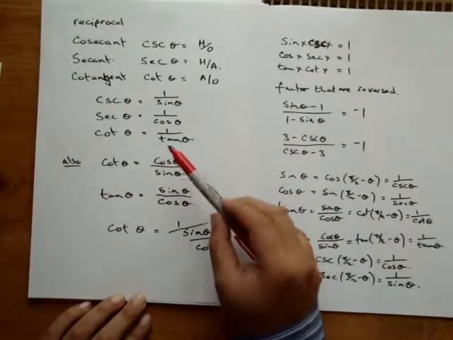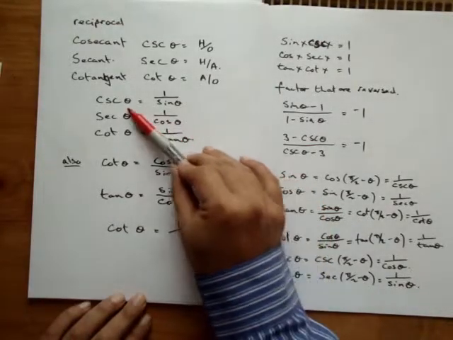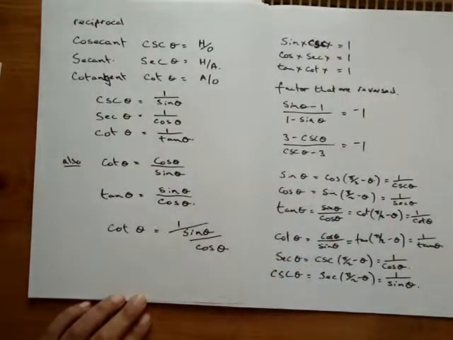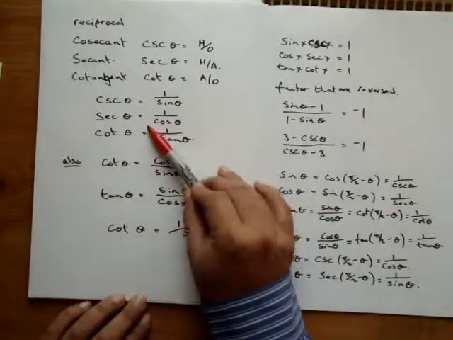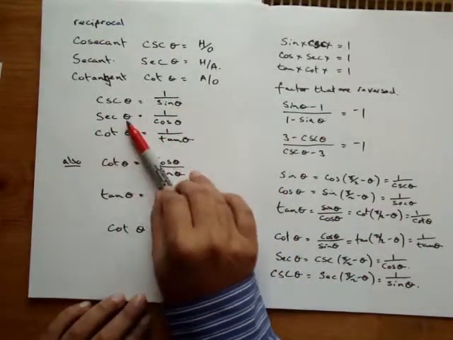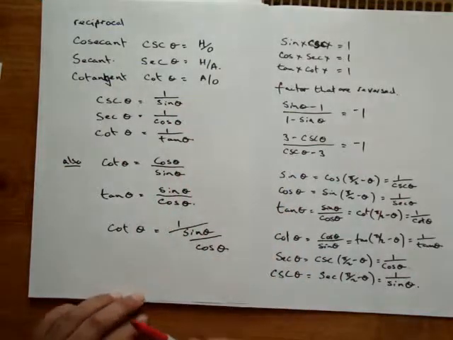It's quite easy to think that the cos is related to the cosec because it begins with a C, but the important thing to remember here is that it's not. Cosec theta is 1 over sine theta, sec theta is 1 over cos theta.